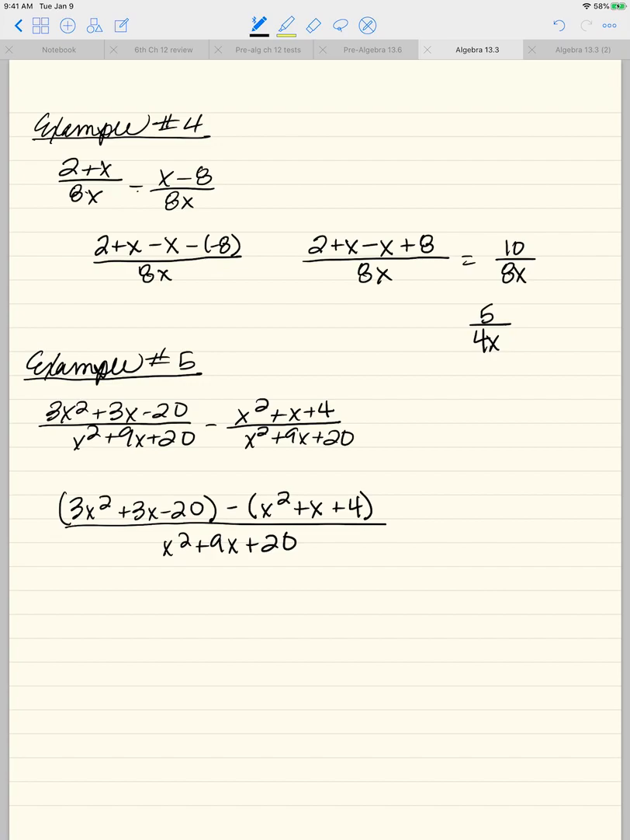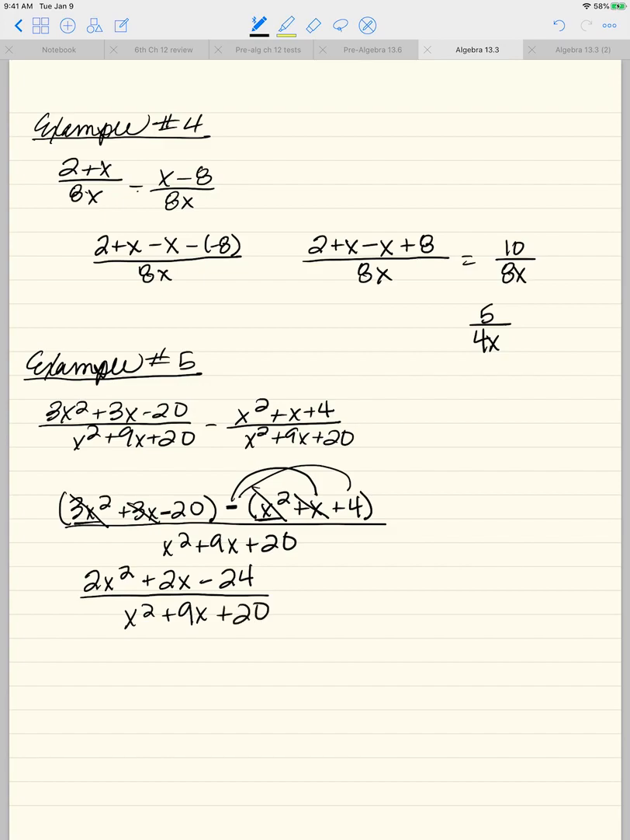So look for your like terms. We have 3x squared minus x squared, okay? 3x squared minus x squared. So 3 minus 1 gives me 2x squared. Then we have 3x minus x, right? This is minus, okay? So 3x minus x gives me a positive 2x, 3 minus 1. Those are gone. And then I have negative 20 minus 4, okay? Negative 20 minus 4. So that is minus 24 all over x squared plus 9x plus 20.